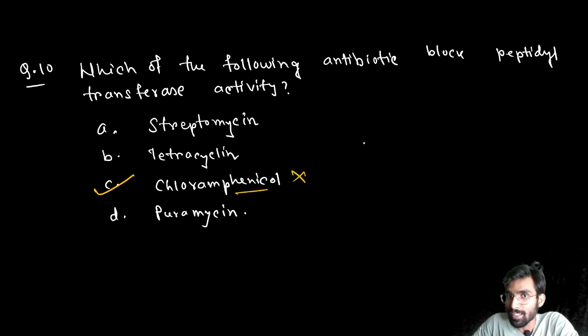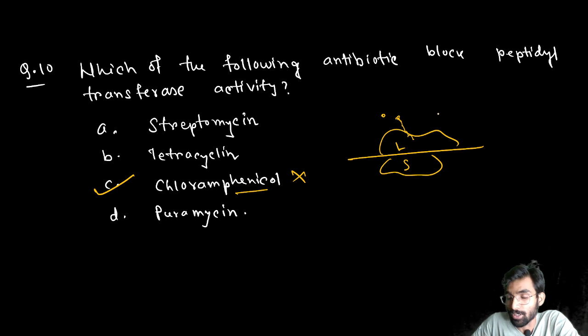Peptidyl transferase means, suppose this is the ribosome, this is the largest subunit, this is the smallest subunit, there is some tunnel. Now one amino acid is coming and it's attaching to the growing chain, right? So chloramphenicol will stop it.